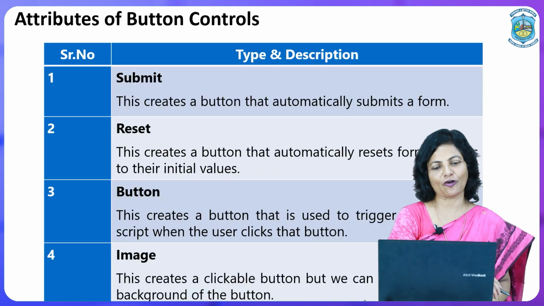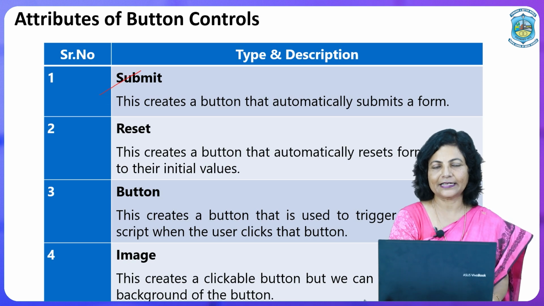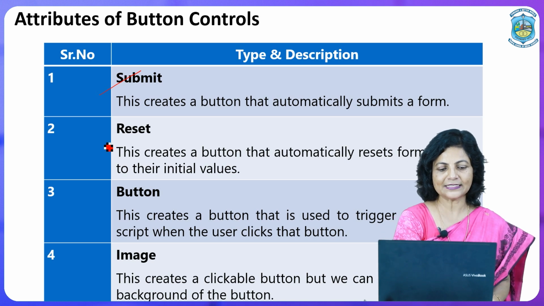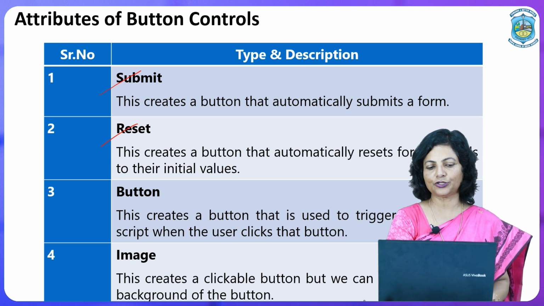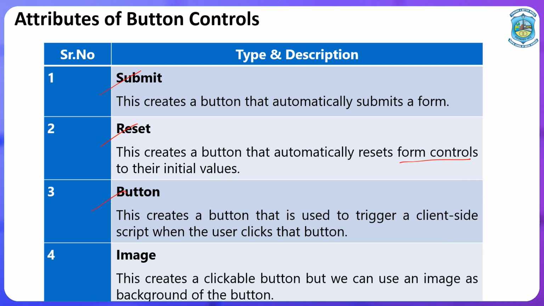These are the attributes of the button control. The first one is submit. The submit button is created so that the user can submit the form data. Next is reset. The reset button is used for automatically resetting form controls to their initial values. Next is button. It is used to trigger a client side script when the user clicks the button. And the fourth one is image. This button is created so that it can have the background as an image.